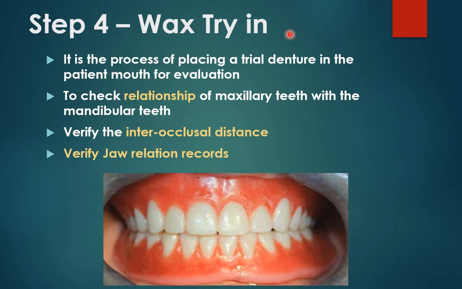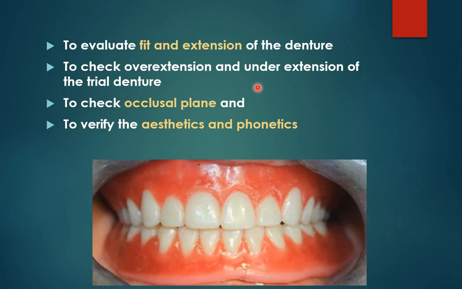Next clinical step is the wax try-in. It is the process of placing a trial denture in the patient's mouth for evaluation. Now, what do you evaluate during the try-in? You check the relationship of the maxillary teeth with the mandibular teeth. You verify the interocclusal distance. You verify the jaw relation records. You evaluate the fit and extension of the denture. And you also check the overextension or underextension of the trial denture. And you check the occlusal plane, whether it is correct or not. You verify the aesthetics and the phonetics of the patient. Also, in this stage, it is very important to record the postpalatal seal area.